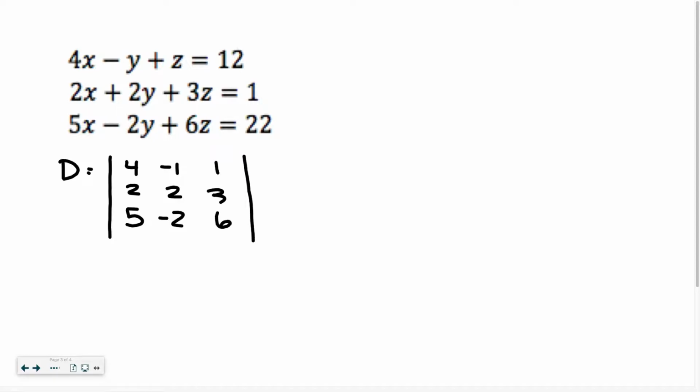Now, of course, be really, really careful. Make sure you're copying down your coefficients with the correct signs. Okay, my x column will be 4, 2, 5. My y column is negative 1, 2, negative 2. And my z column is 1, 3, 6. Copy my first two columns.